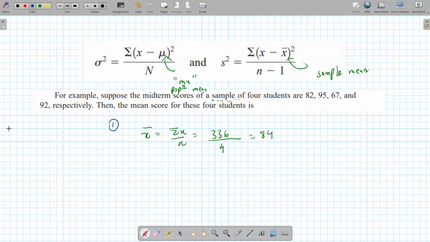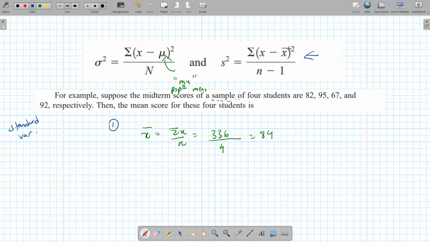Again, we're trying to find the standard deviation or the variance. Once you have one of them, the other one is pretty simple to find. You just square it. Step 1, find x bar. Now, if you look at the formula, it uses summation of (x minus x bar) squared.